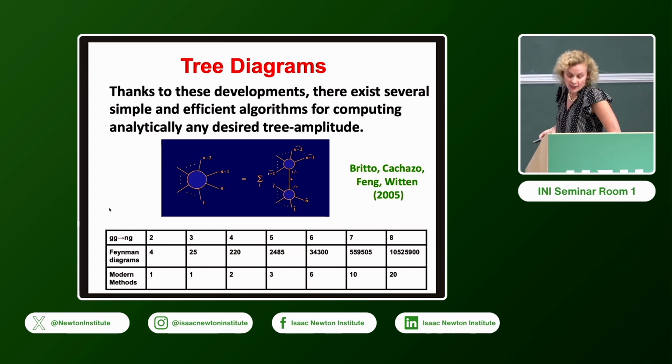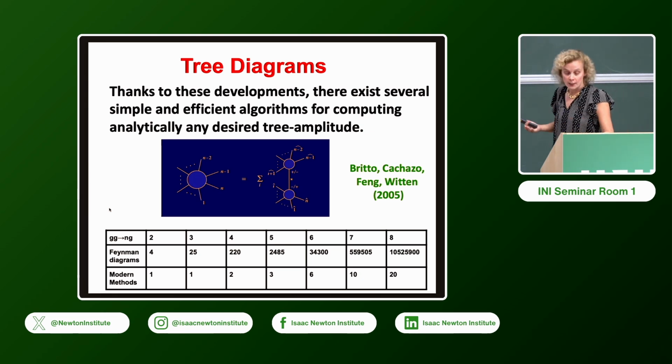Thanks to these developments, at tree level, very importantly, there exist several simple algorithms for computing any tree amplitude analytically, and these are now known as BCFW recursion relations. Before that, people were computing things with Feynman diagrams. For example, if you are interested in 2 gluons going to 4 gluons, the 6-point amplitude, there are 220 Feynman diagrams, but with BCFW, there are only 2 terms, etc.